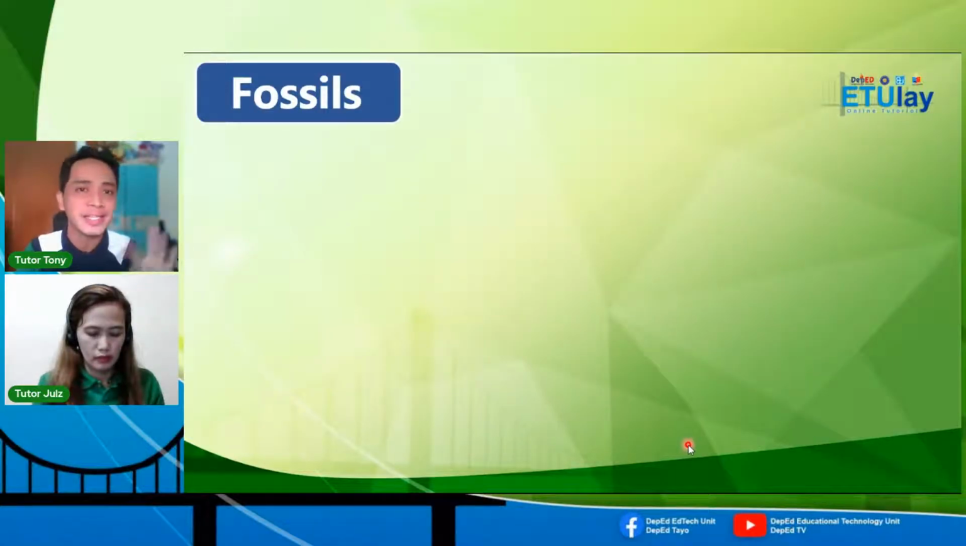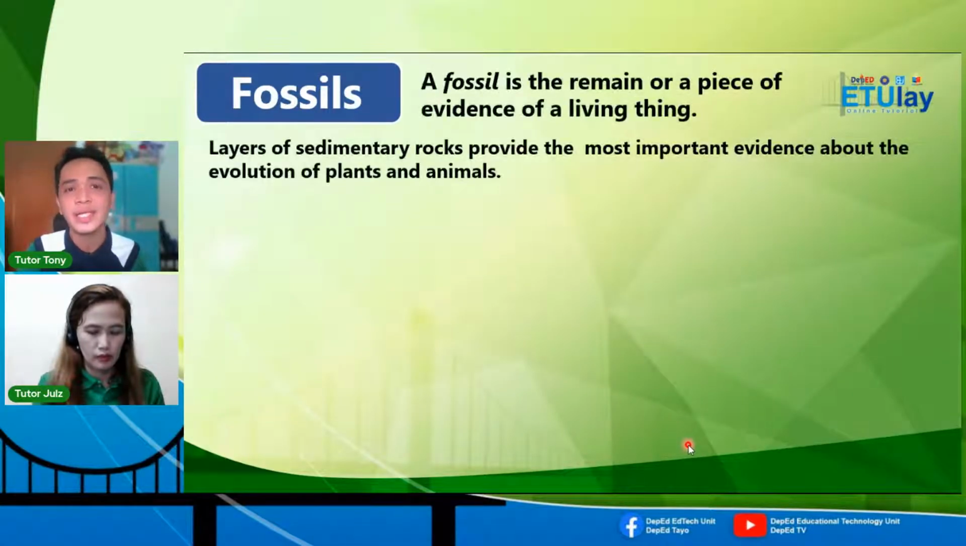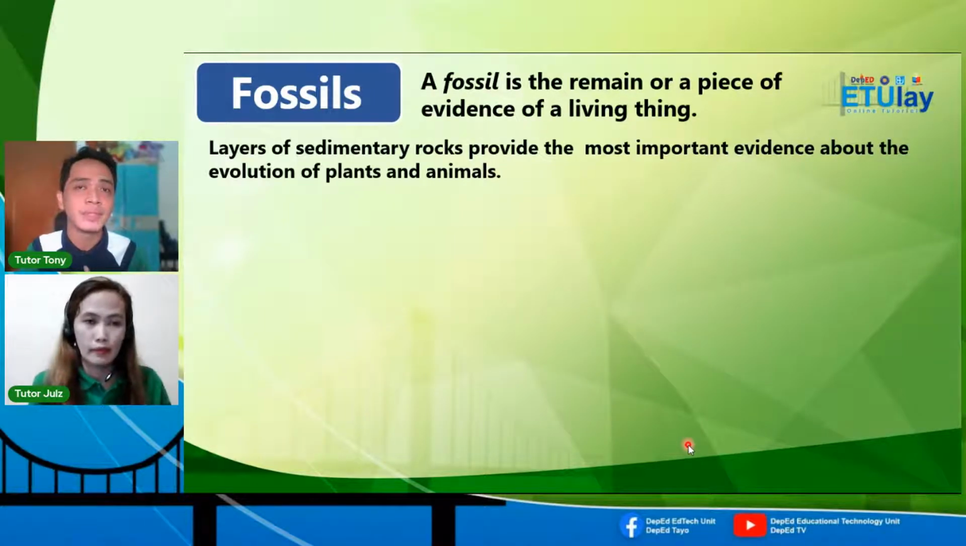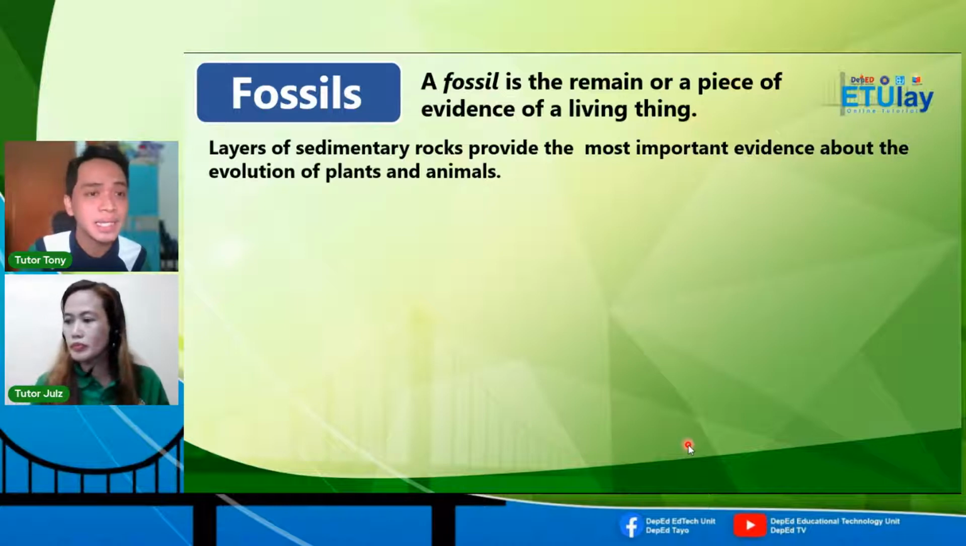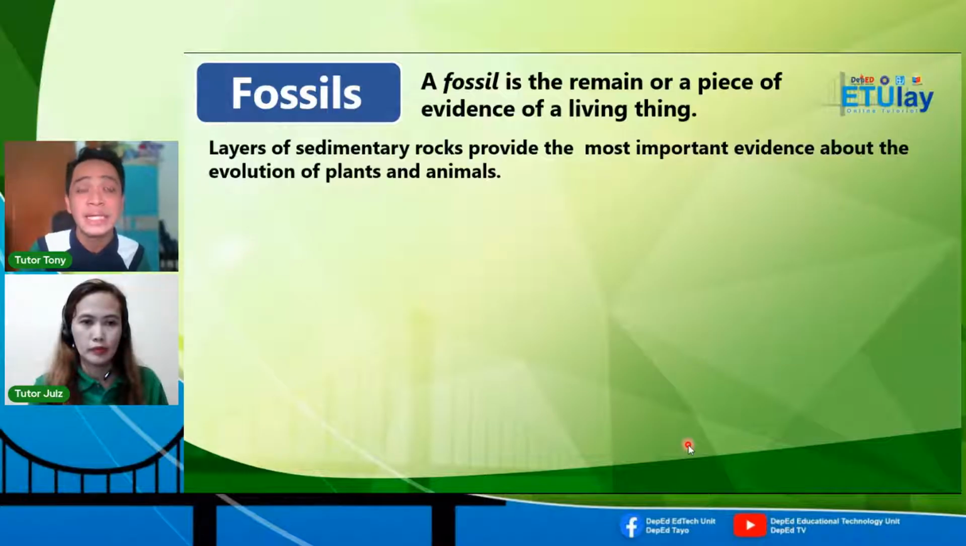When we studied earth science in quarter 1, we learned that a fossil is the remain or a piece of evidence of a living thing. But the problem with fossils is that not all organisms left fossils, or if they did, not all are complete because not everything is preserved. We also learned that layers of sedimentary rocks provide the most important evidence about the evolution of plants and animals.